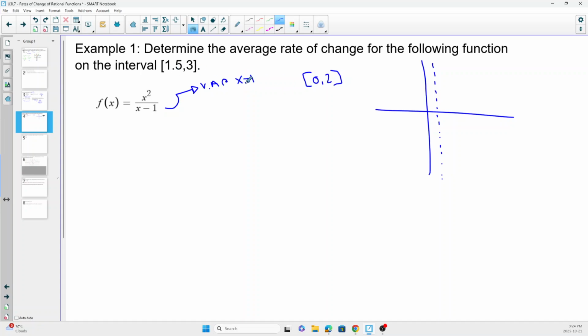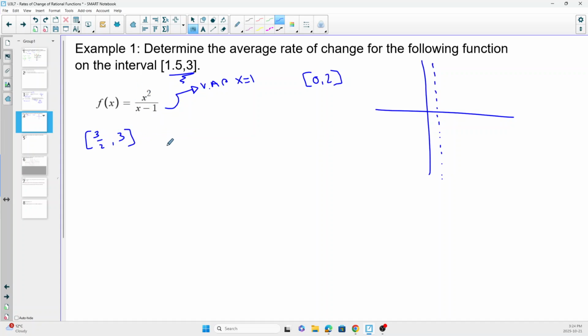And because we have a vertical asymptote at x equals 1, we are going to look at what's happening to the right of that asymptote. So we're going to sub these values in here, and 1.5 is 3 over 2. So we're going to be looking at the interval 3 over 2 and 3.